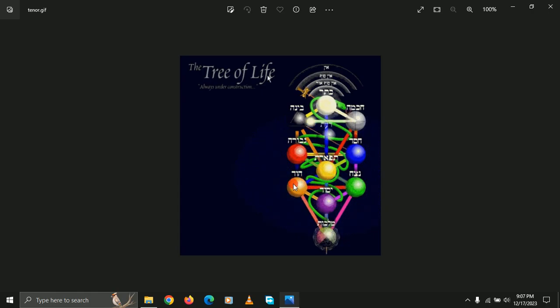Now, this orange looking sphere aligns with the planet Mercury. This is in Hebrew known as Hod. H-O-D, that's how it's spelled.